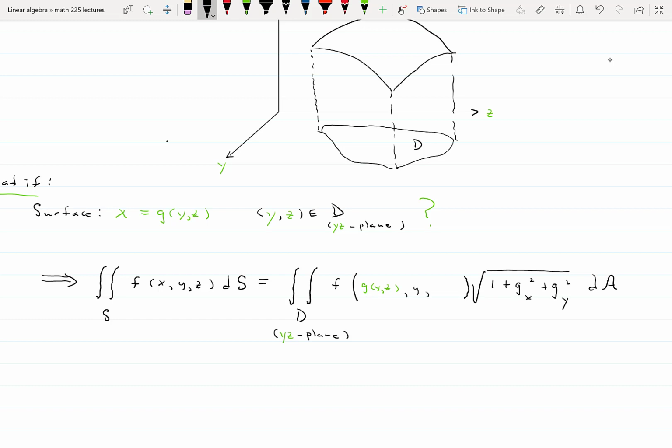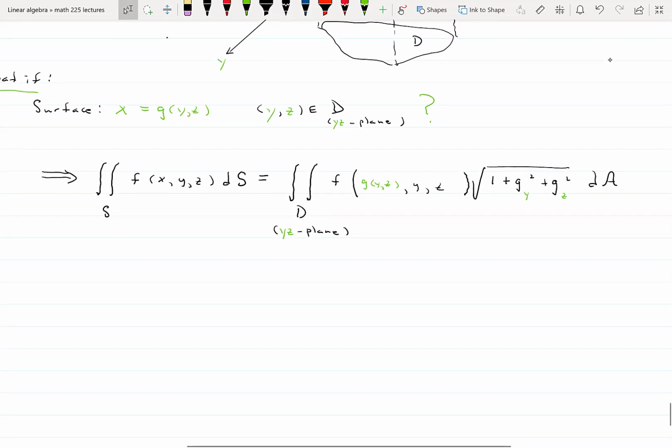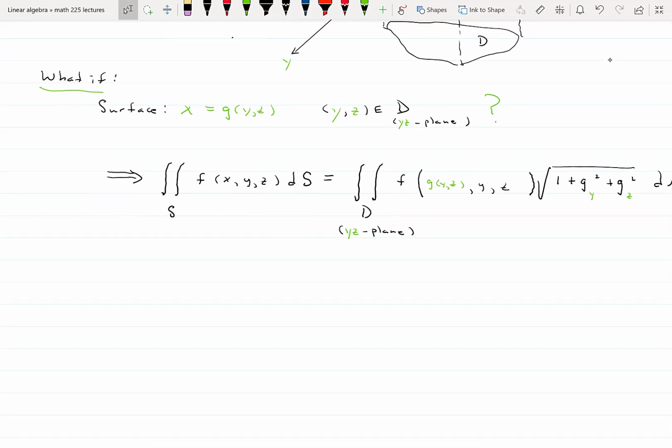And we're not going to do anything with y and z. Our function is x equals g of y and z. So the derivatives won't be with respect to x or y anymore. They'll be partial derivatives with respect to y and z. So this is all very simple. This changeover, we just let the variables dictate what we do to the integral. Okay, well, we have one more case.